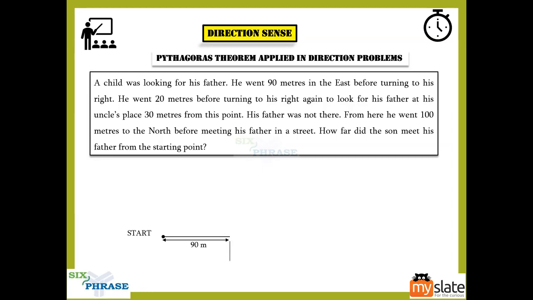It is south. Now he goes south for 20 meters. So this distance here is 20 meters before turning to his right again. Now which direction will he turn? Should he turn east or west? He should turn west. Yes, when he is going southward, his right side will be the west direction. So he turns west and travels 30 meters.